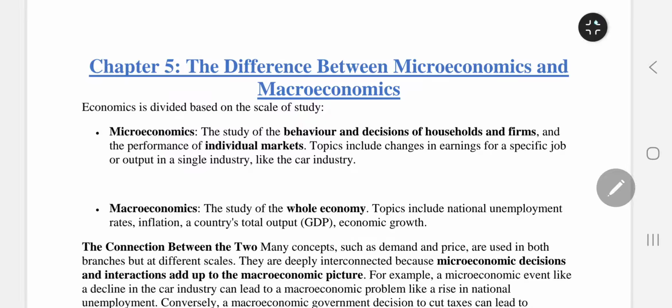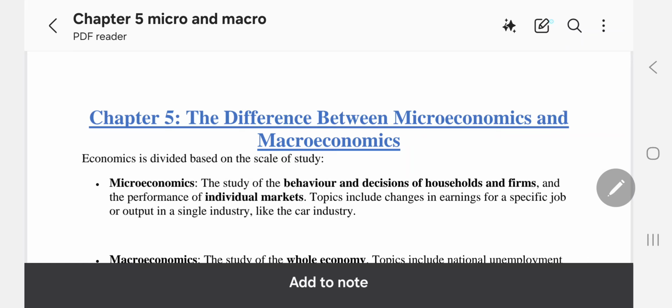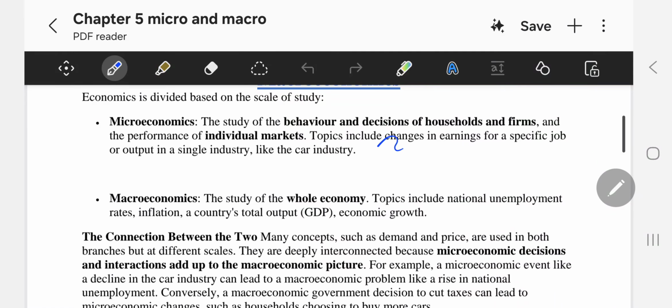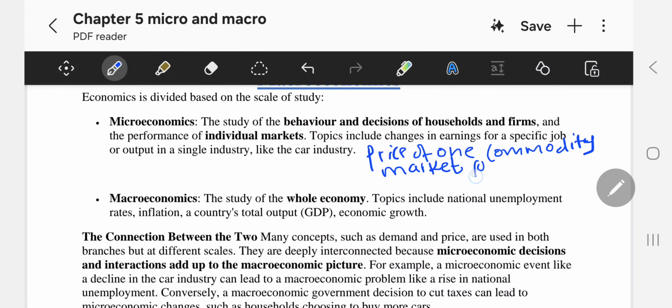So basically, we're going to be talking about the price of one commodity. We're going to be talking about a single market, like the market for oil, or the car industry, etc. So basically, we're going to be talking about individual markets. It's very important for you to understand what that stands for.